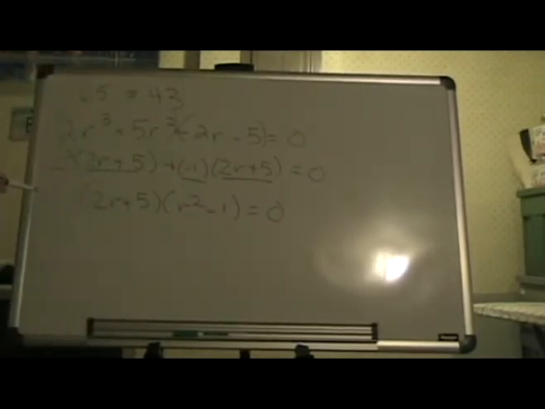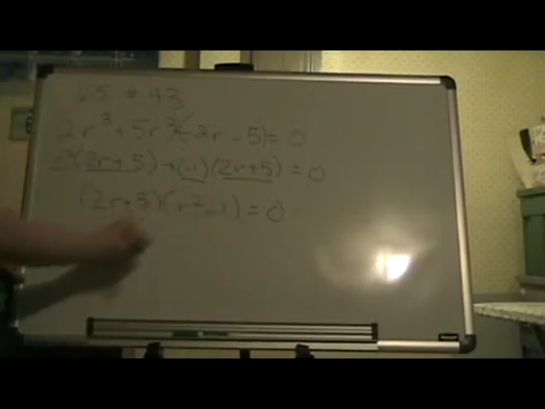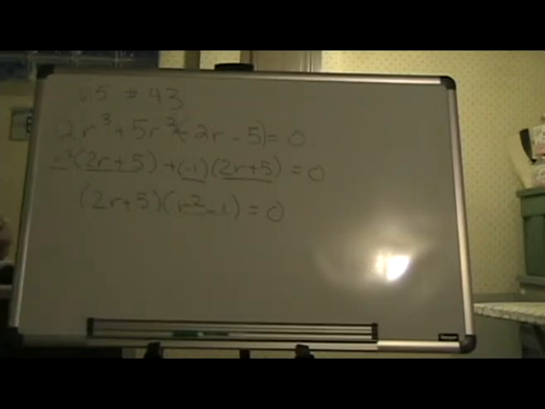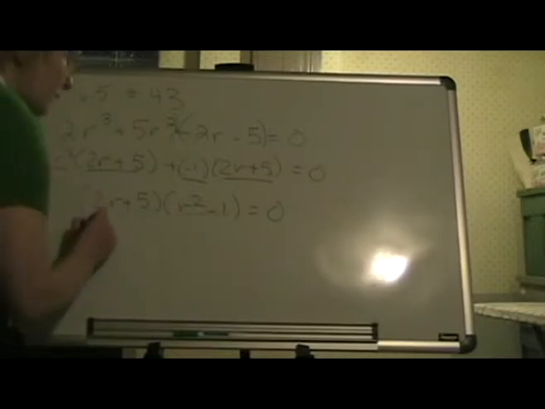Now, are we done factoring? You always want to ask yourself at this stage, have I done all I can? In this case, the answer is no. You can still factor this r squared minus 1. For this we're going to use our special factoring rules.